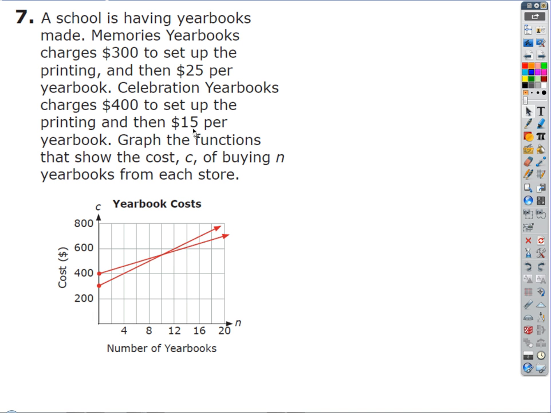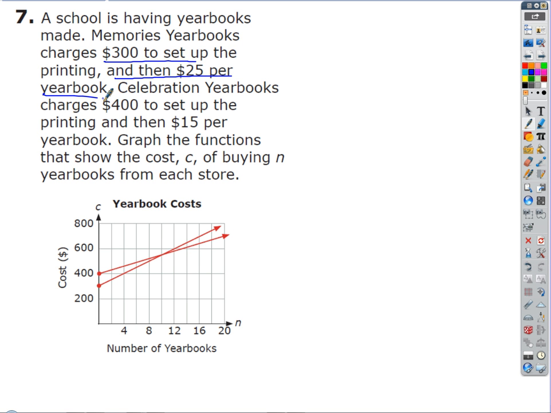And so they want you to graph the functions that show the cost of buying N yearbooks. So the cost is going to be the Y variable, and the number of yearbooks is like the X variable, right? And so all we'd have to do is just graph these lines. Well, to graph a line, all you need are 2 points, right? So let's look at this first one here. This one charges $300 to set up, and then $25 per yearbook. So what's 1 point on that graph?